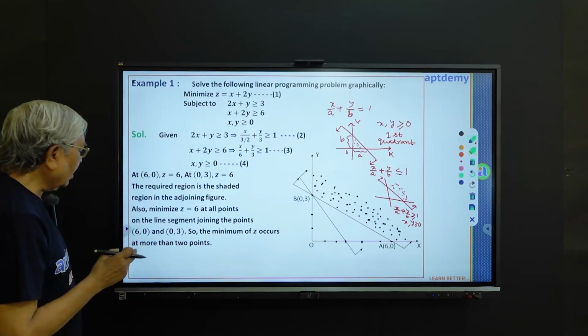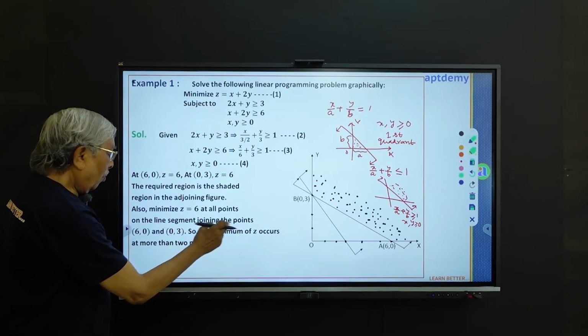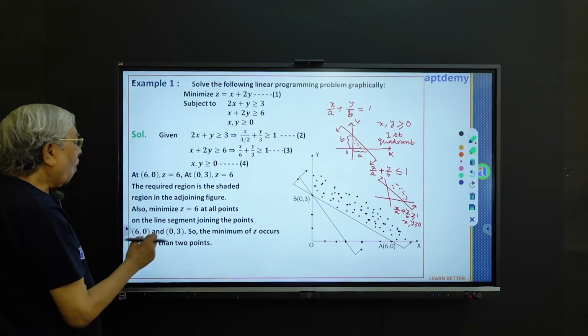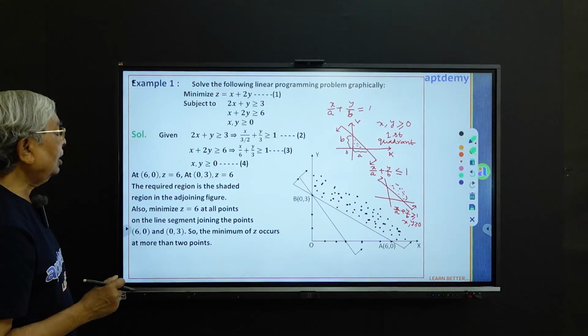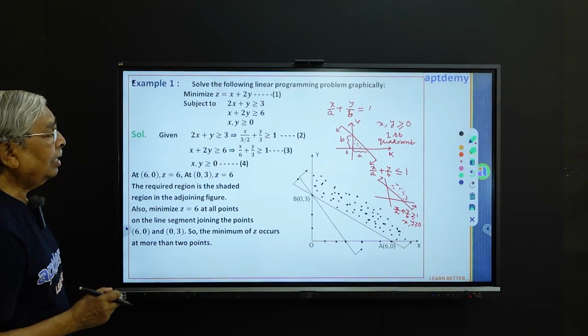So z occurs at more than 2 points, because at the points (6, 0) and (0, 3) the values of z are equal.